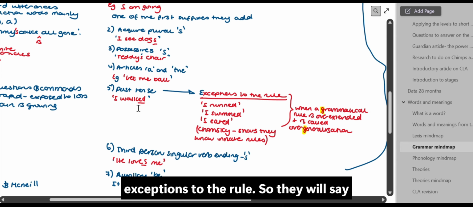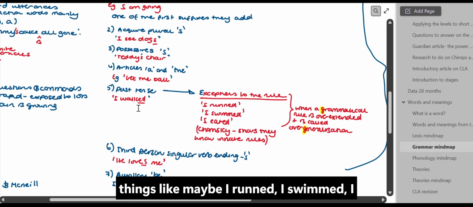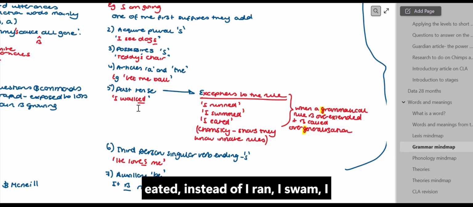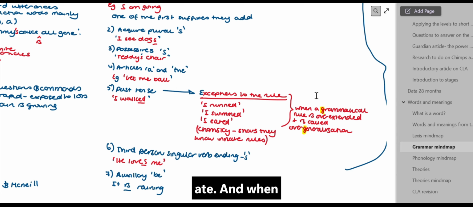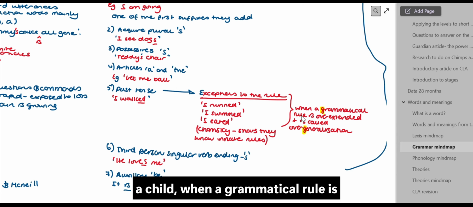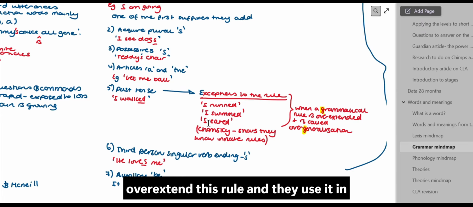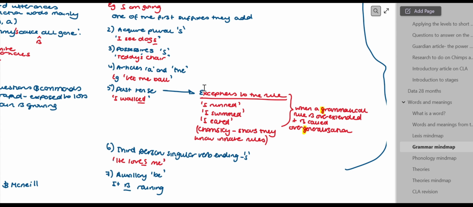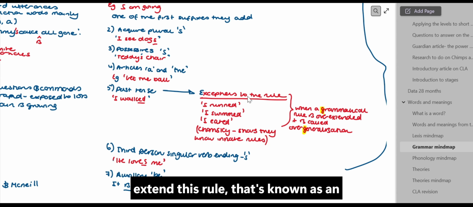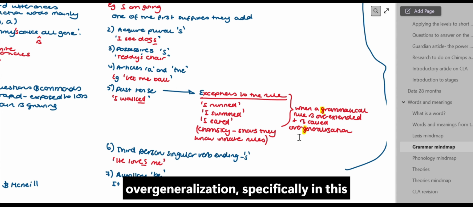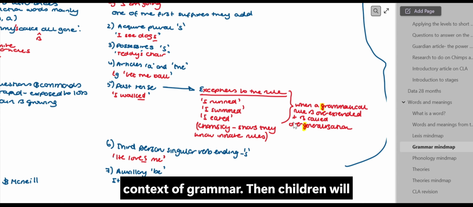But there are exceptions to the rule. So they will say things like maybe I runned, I swimmed, I eated, instead of I ran, I swam, I ate. And when a grammatical rule is overextended, it's called overgeneralization. So obviously we talked about over and under extension previously, when it comes to Lexis, but when it's in grammar, when they overextend this rule and use it in this context, and obviously don't use the exception, that's known as overgeneralization, specifically in this context of grammar.